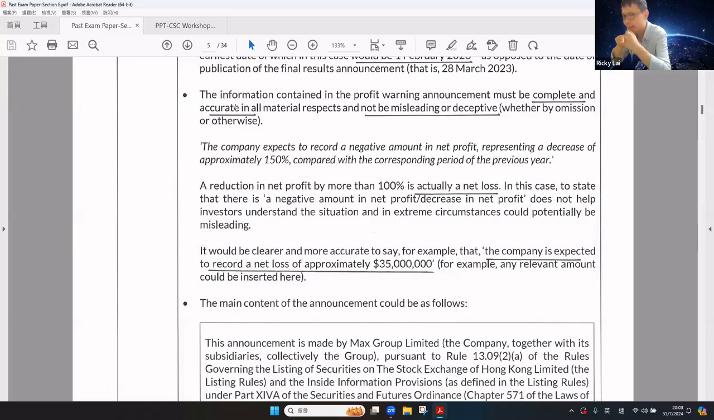requirements. This could be clearer and more accurate to say, for example, the company is expected to record a net loss of approximately blah, blah, blah. For example, you can assume any amount which is more meaningful to the shareholder and investor. That is really the net loss instead of a decrease in net profit.